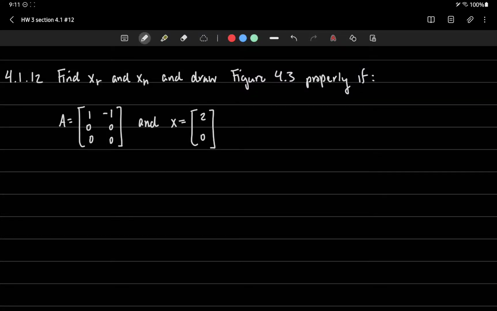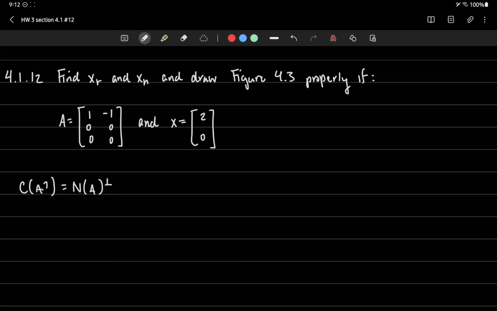Alright, welcome back. Today we'll be doing number 12 from section 4.1, and in this problem, we're given a matrix A and a solution set X, and we are tasked with splitting X into XR and XN, both being components of the row and the null space respectively. From 4.1, we also learned that C of A transpose is actually the orthogonal complement of the null space.